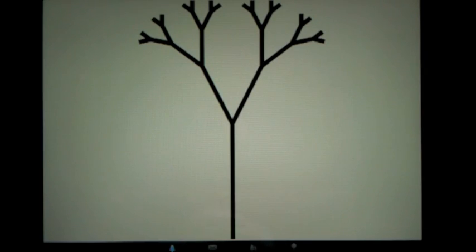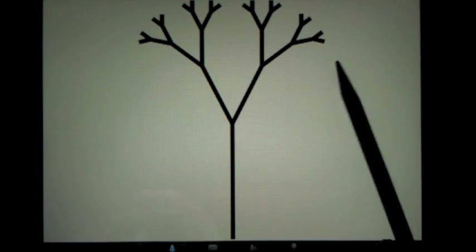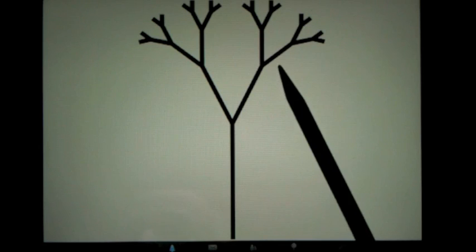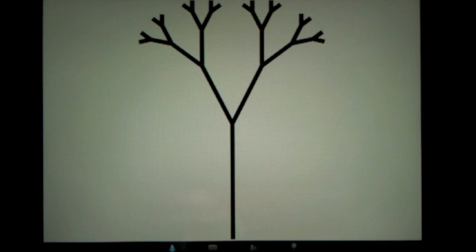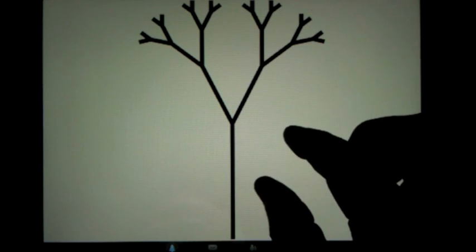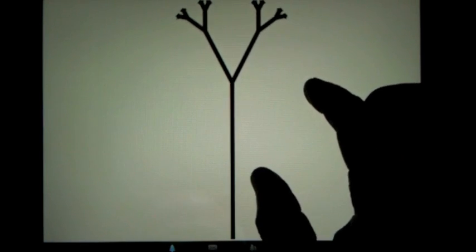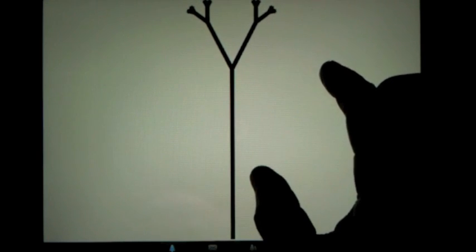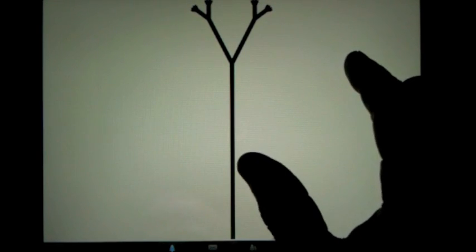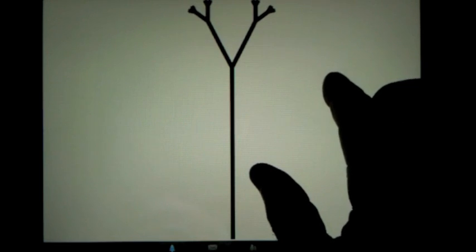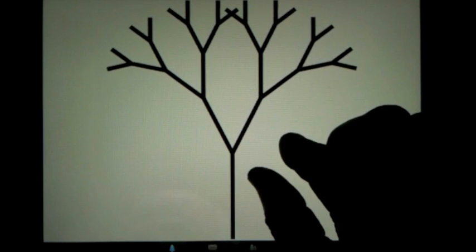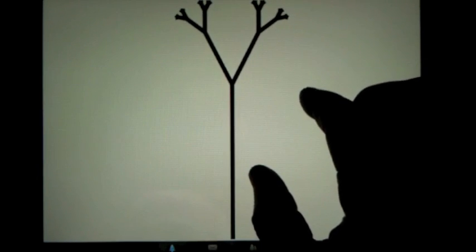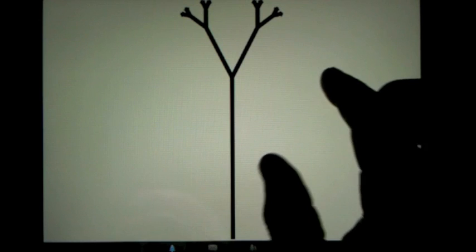As we go out on a tree's limbs, the branches normally get shorter. The shortening of one branch to the next branch is called the common ratio for the tree. To change the common ratio, put two fingers on the display at the same time and move them apart. This makes the branches shorter relative to the trunk. Moving your fingers together makes the branches longer relative to the trunk. This is called pinching and spreading.